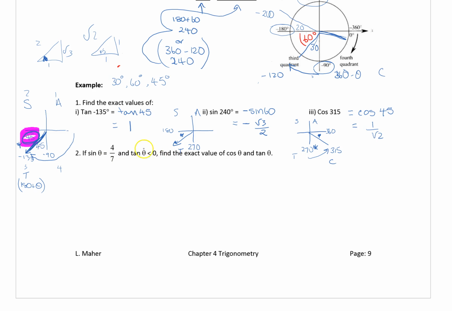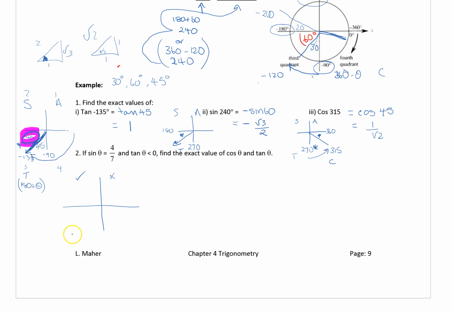Now, we will identify exactly where theta is by thinking about the sine being positive and the tan being negative. So where does that occur? Well, it's not here because everything is positive here. The sine is positive here, and yes, the tan is negative in this quadrant.